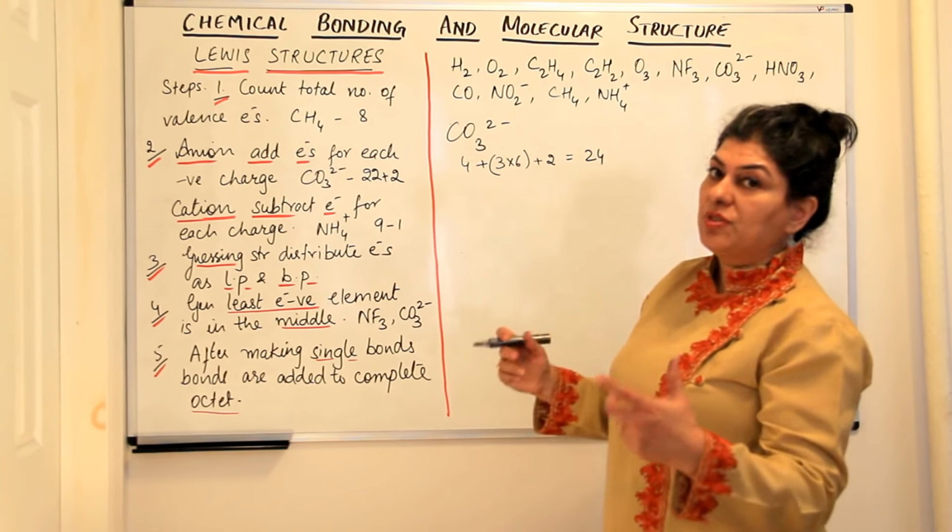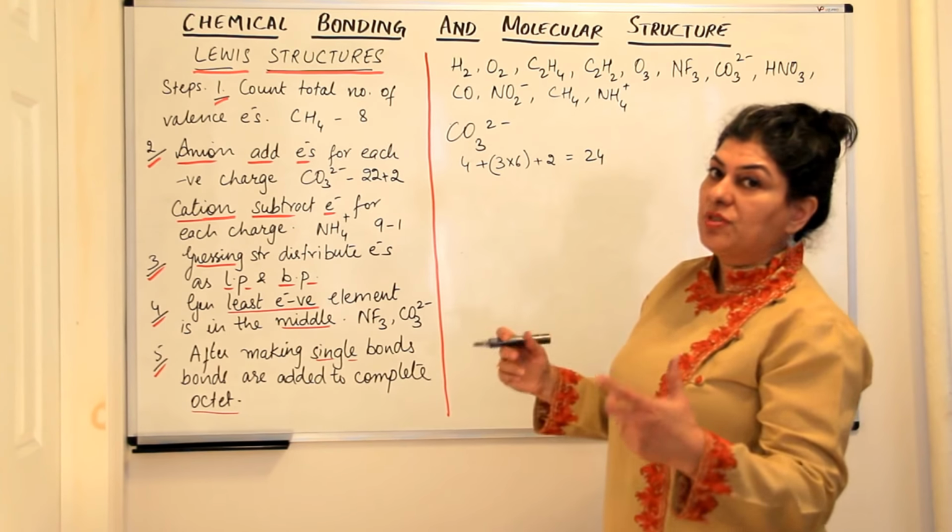One pair each to connect to the central atom. One bond here, one bond here, one bond here, one bond here. So the total number of electrons required was 8, and we've already made 8. So each hydrogen completes its duplet by making a single bond with carbon. And carbon had 4 of its own electrons, 4 bonds with the 4 hydrogens. So octet completed. So that's the structure of methane.